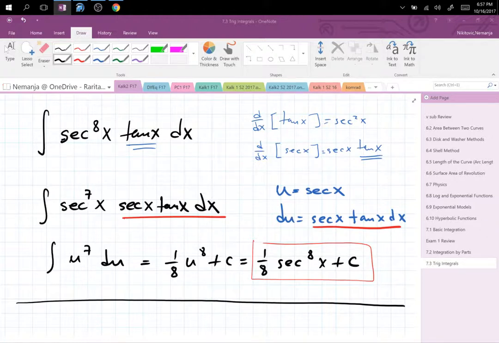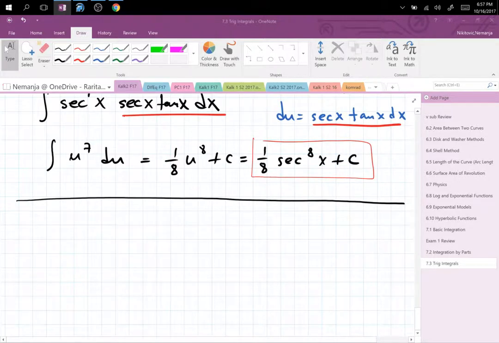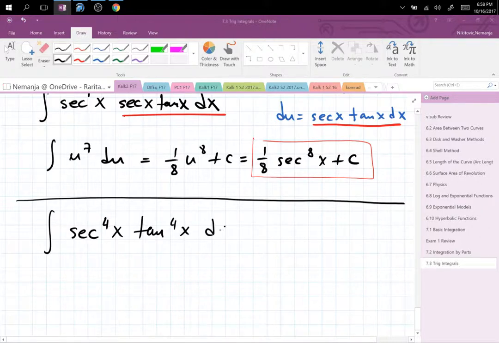So now you have this situation. How about the integral of secant to the 4 x tangent to the 4 x dx?